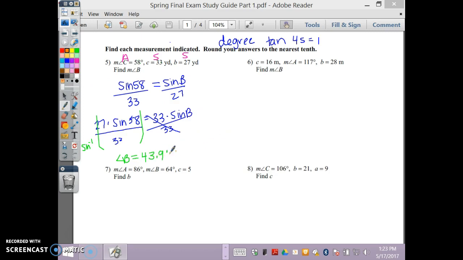If angle B is 43.9, then we find its supplement, which means that we subtract from 180. And that would be 136.1. Could we have that? Nope. Because this 58 that we were given at the beginning, added to this 136.1, gives us 194, which is too big to be a triangle at 180 total degrees.